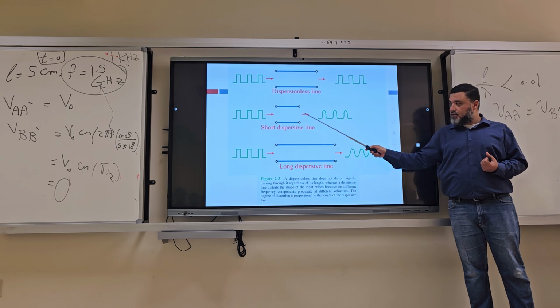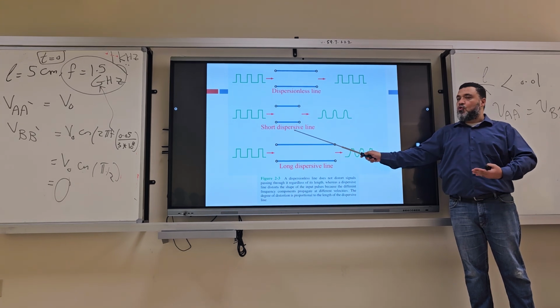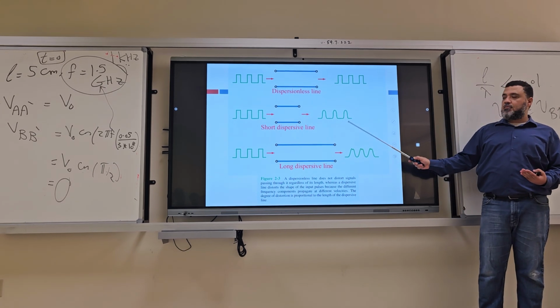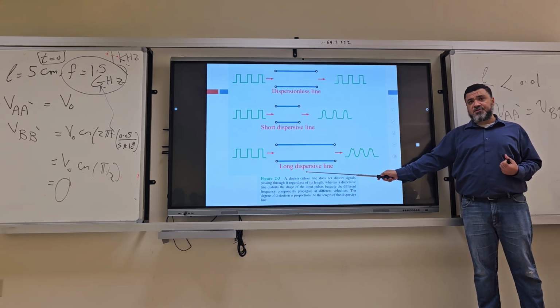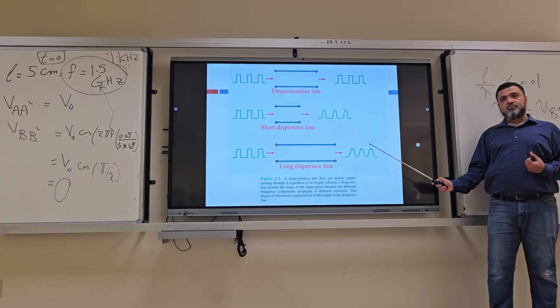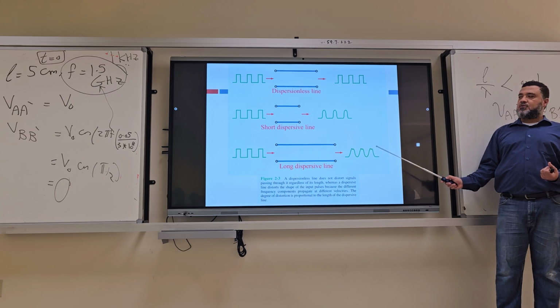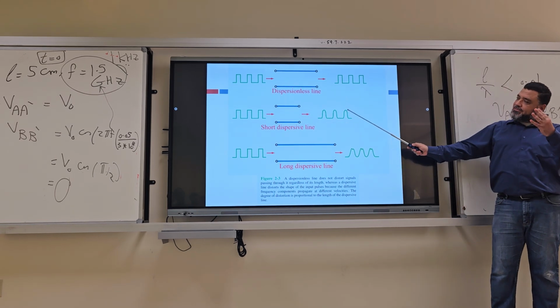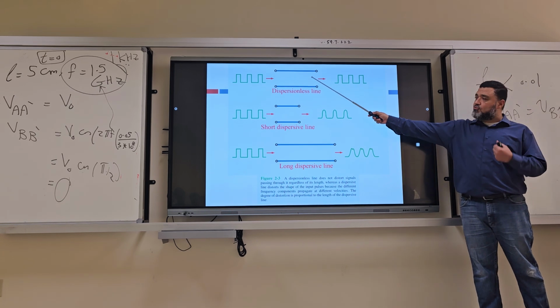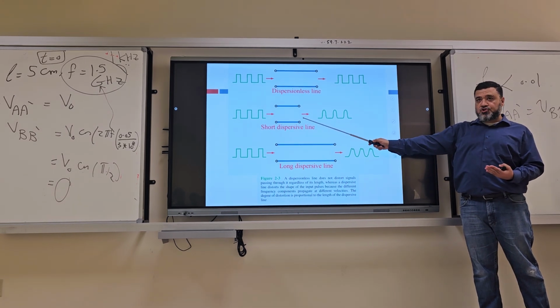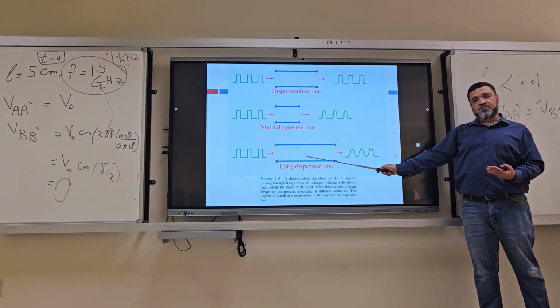Short transmission line, dispersive means it causes the signal to get distorted. This one is similar to this but longer. So this is a long dispersive line. Look at the two signals. Highly different. So when it was short, it is slightly different. Now it's highly different. So this one is distortionless or dispersionless. This is a short dispersive and a long dispersive transmission line.